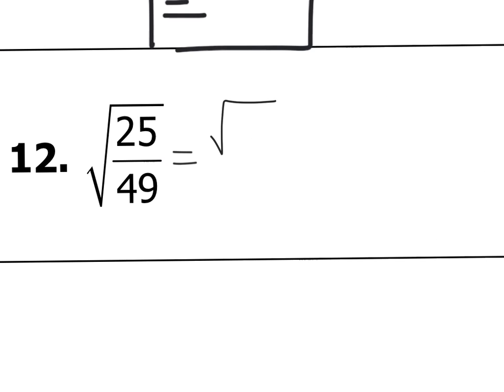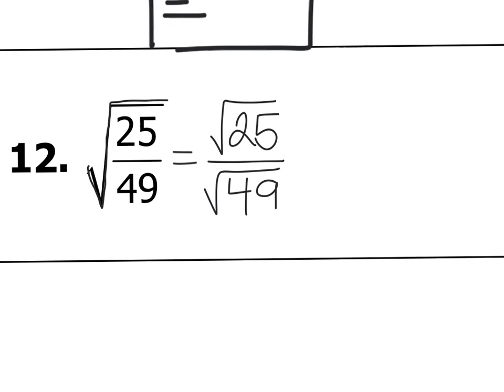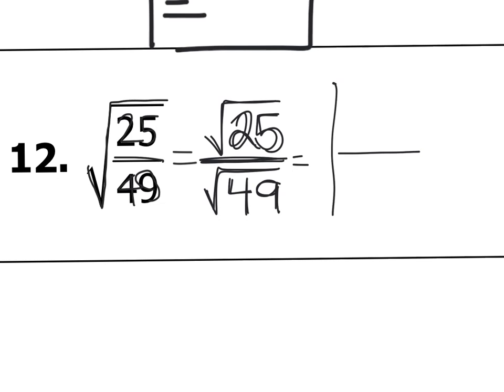Alright, don't forget to try the last question, the square root of 25 divided by the square root of 49. So when you see a radical sign, the square root of 25 over 49, that's the same thing as saying the square root of 25 divided by the square root of 49. So see if you can solve this question. Good luck!